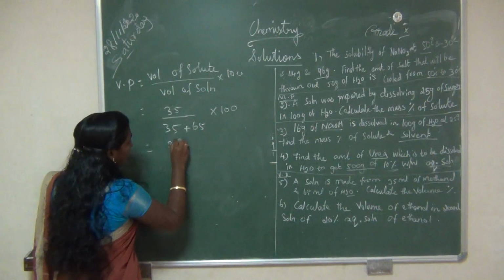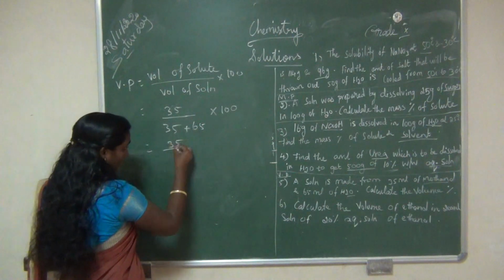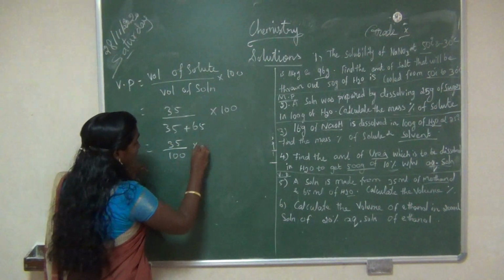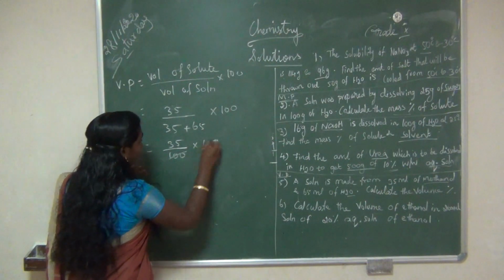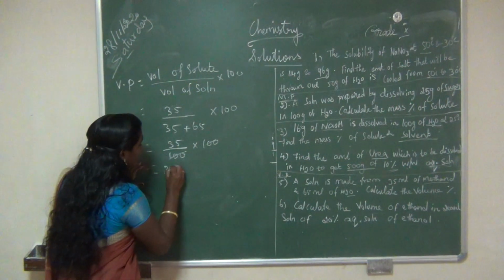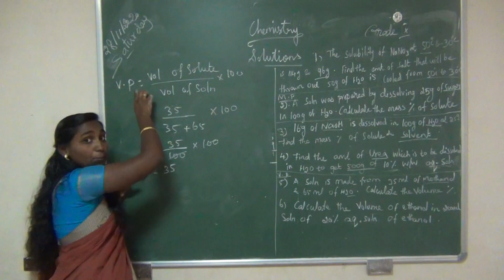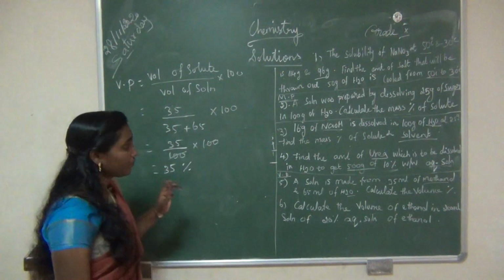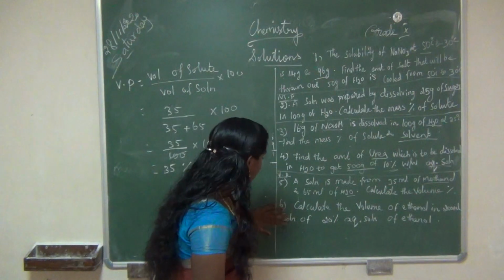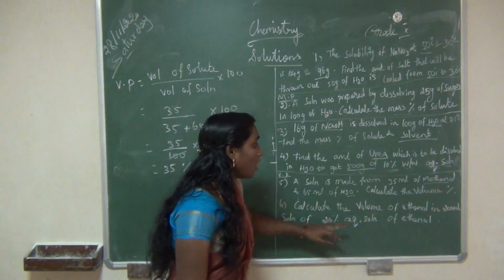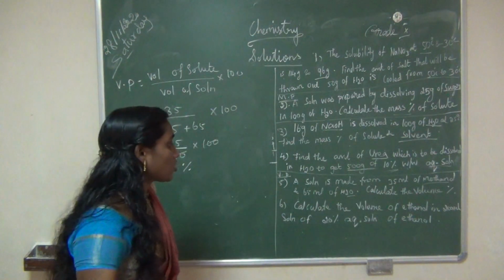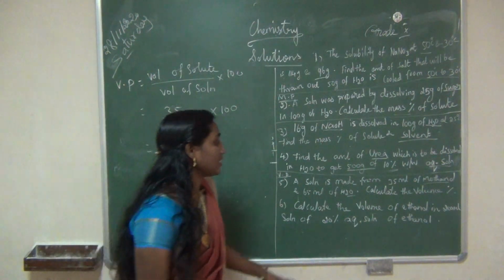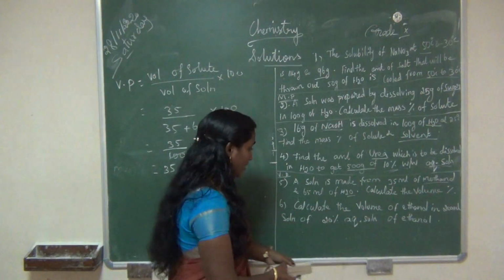So 35 divided by 100 into, you will get the answer: 35 volume percentage, right? So percentage. Okay, so easy only. The next problem: calculate the volume of ethanol in 200 ml solution of 20% aqueous solution of ethanol.